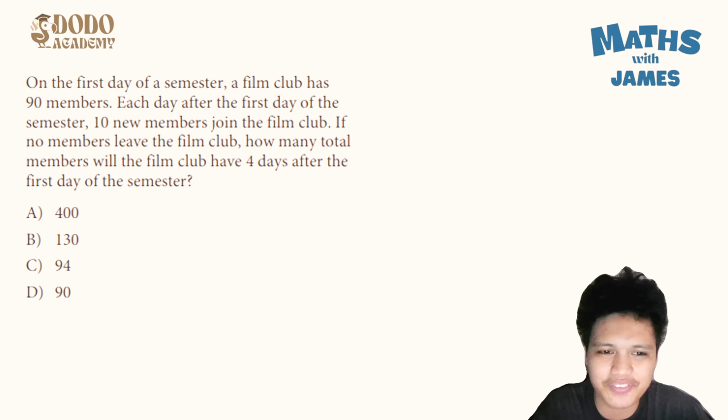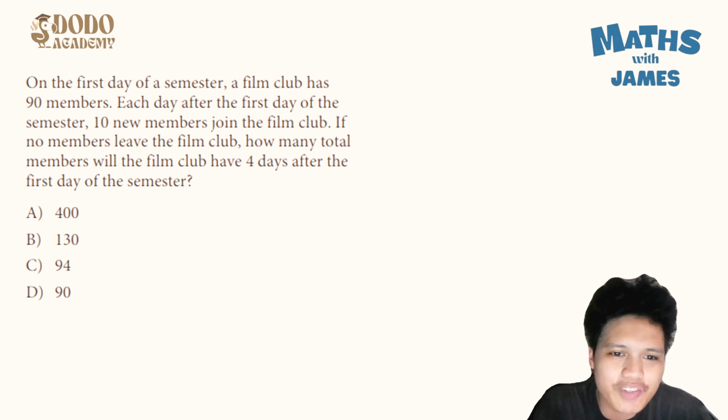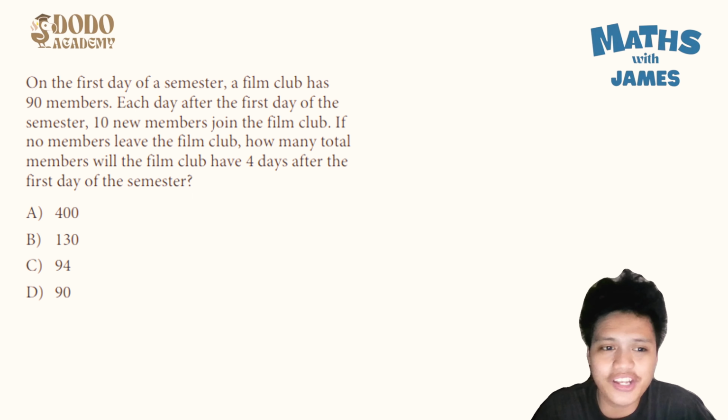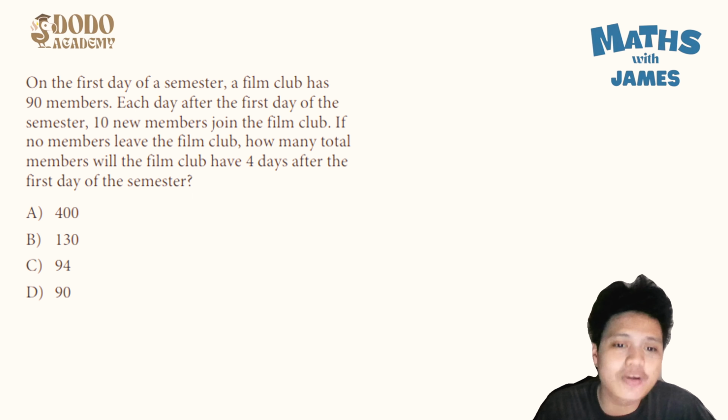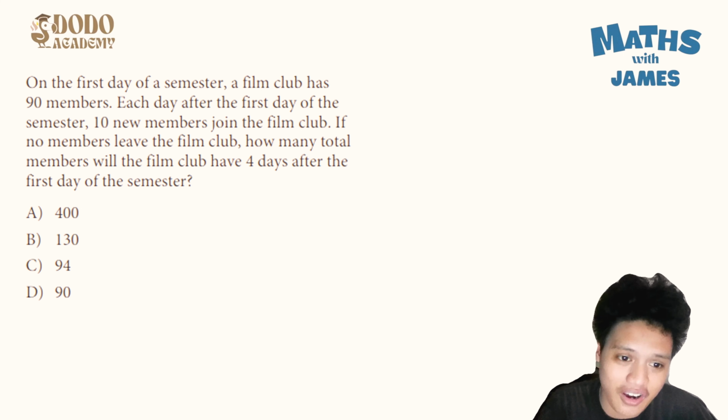So, our question for today is this. On the first day of a semester, a film club has 90 members. Each day after the first day of the semester, 10 new members join the film club. If no members leave the film club, how many total members will the film club have 4 days after the first day of the semester?